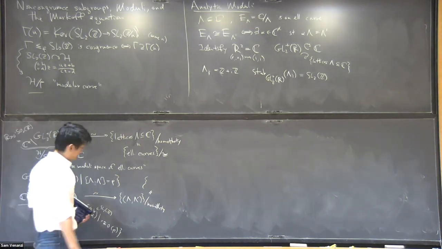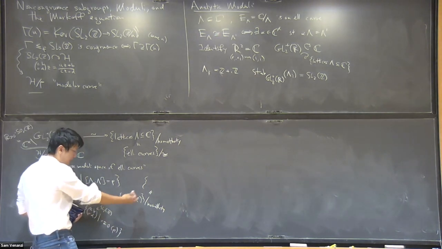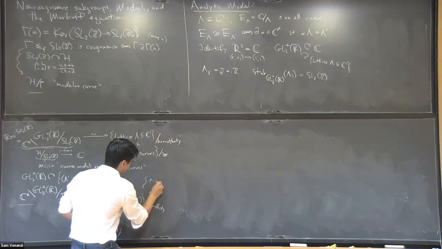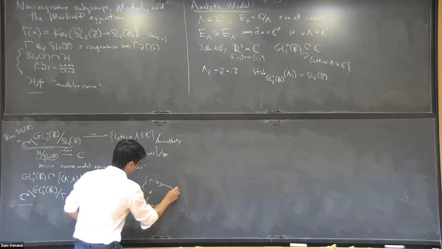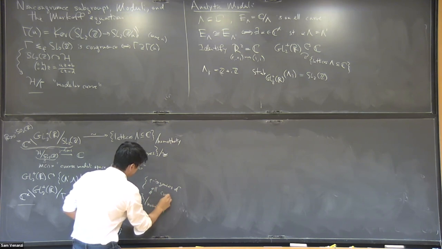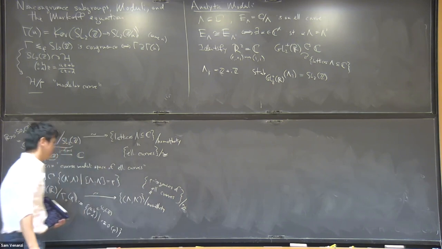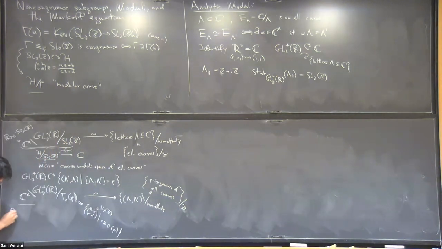Then the space will be in bijection with the set of all lattices, or these pairs of homotheties, which is then going to correspond to the set of all P-isogenies of the curves, with a suitable notion of isomorphism. Here, what I mean by isomorphism is: if you have a P-isogeny E1 to E1 prime, and another isogeny E2 to E2 prime, then to say these two isogenies are isomorphic is to say that there exist isomorphisms in this diagram.